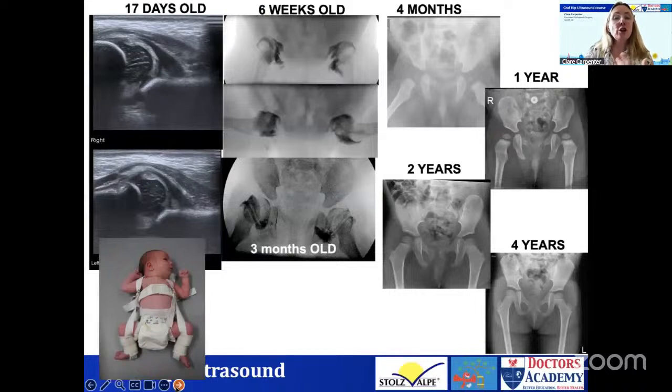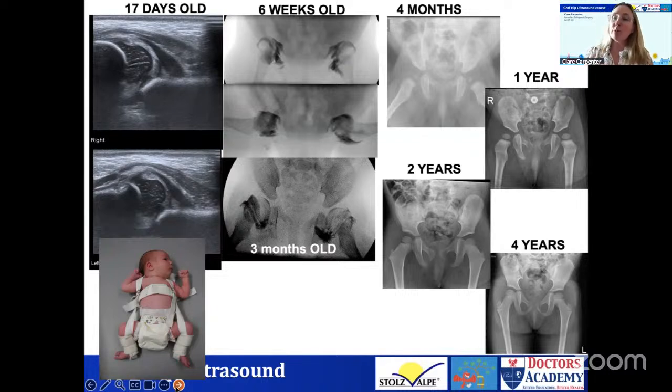Again, if your hip ultrasound isn't, if your Pavlik harness treatment isn't going to plan, and again, this was a baby at 17 days old that was picked up, and these hips did not improve with Pavlik harness treatment. They had 2 weeks of treatment. They looked exactly the same. So it was decided to go for a closed reduction.